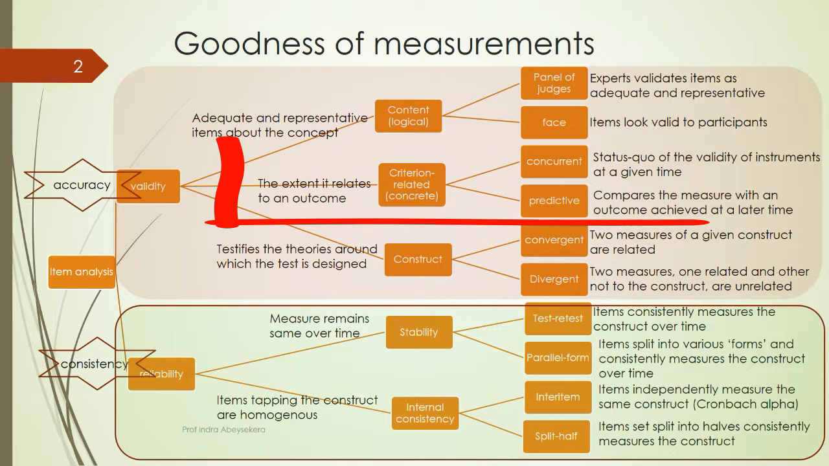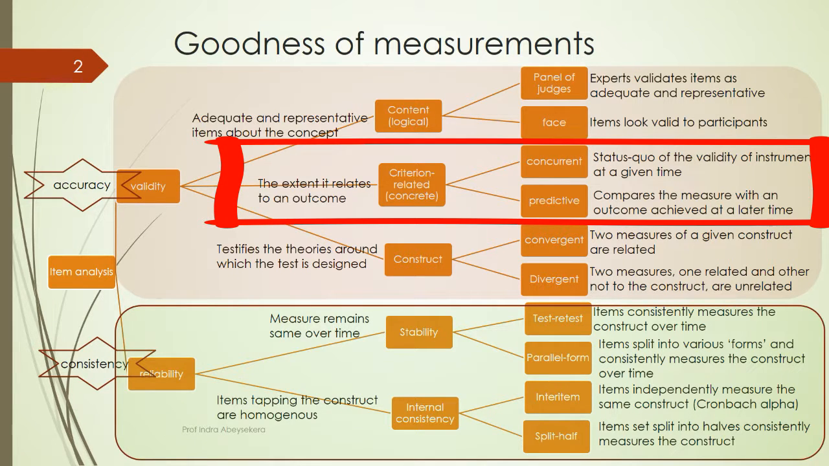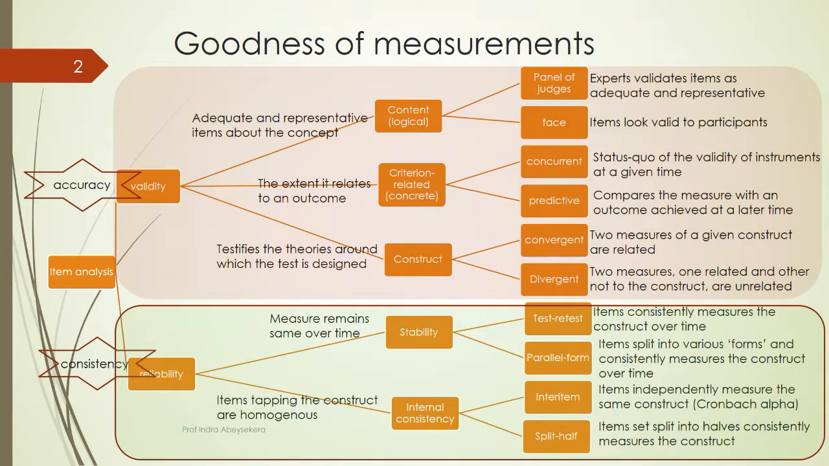The second is the criterion or the concrete validity. That's the extent items relate to an outcome. So the extent could be the present, that is the concurrent. It is the status quo of the items in the instruments at a given time, that it measures the construct. The second is that we can compare the measure with an outcome achieved at a later time. That's the predictive validity. So the two aspects there are concurrent validity and predictive validity.